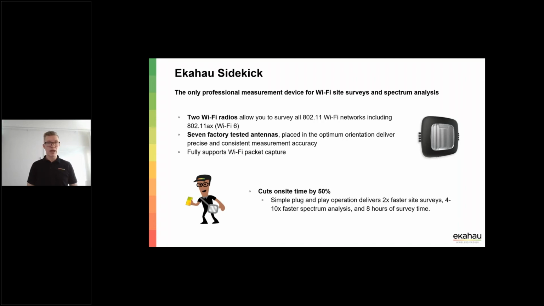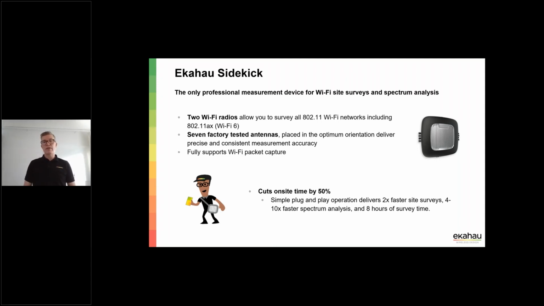So the device itself, in case you haven't seen it, is a portable device you can carry with you. It contains 2 Wi-Fi radios that allow you to survey both bands at the same time. It contains 7 omnidirectional antennas on different locations of the device, so that it can scan from all different directions, and it supports packet capture as well. Now, you connect it to your device by using a cable, and with the Android device, you use an extension called an OTG cable, on-the-go cable, that you plug in between the Sidekick and your phone.